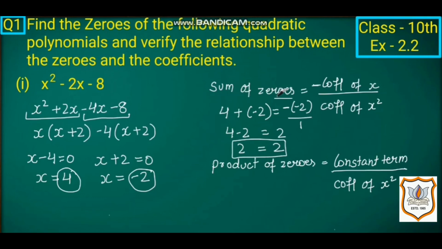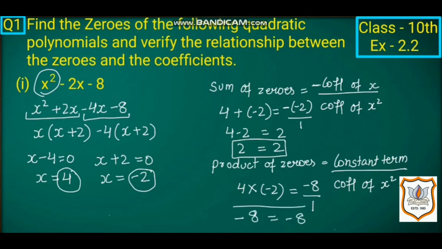Now we have to find the product of zeros. Product of zeros equals constant term upon coefficient of x square. The product we have to write is 4 into minus 2 equals the constant term. The constant term we have is minus 8 upon the coefficient of x square. What is the coefficient of x square? We have value 1. Therefore 4 into minus 2, we multiply both the terms, we get minus 8 equals minus 8.